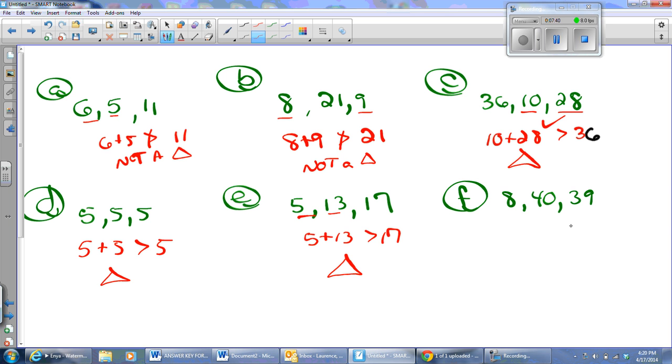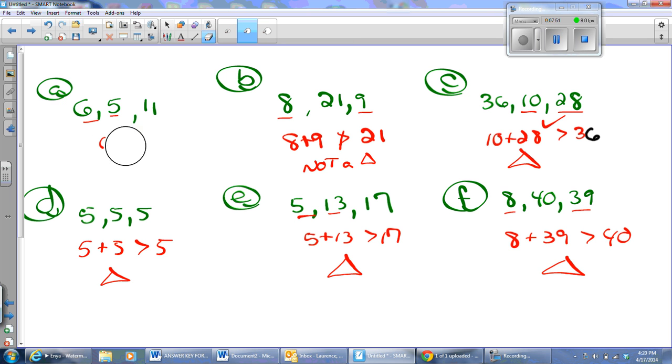Triangle. All right. 8 plus 39. That is greater than 40. Triangle. Very good. But there's something even more powerful. Now I'm going to get rid of A and B because there weren't triangles, so they're not relevant.